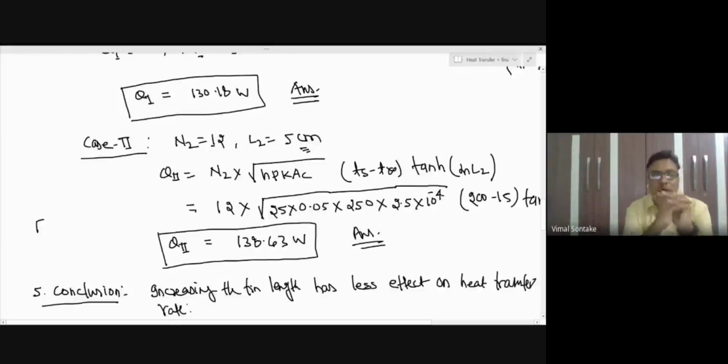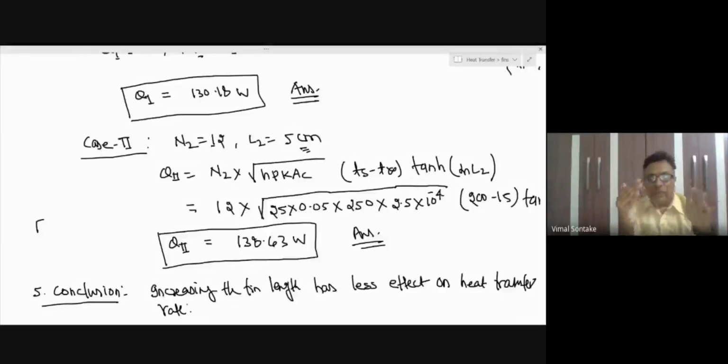One very important point I would like to remind you: we have discussed fin efficiency. Fin efficiency will be 100% if fin length is 0, that is, no fin at all. See, it is an interesting observation. We want to attach fins to the base surface to increase the heat transfer rate. But from the formula of fin efficiency, what is the outcome? Fin efficiency will be 100% if fin length is 0, that is, no fin at all.